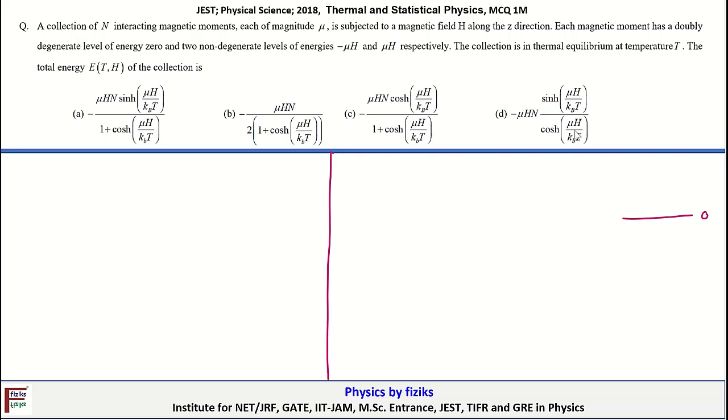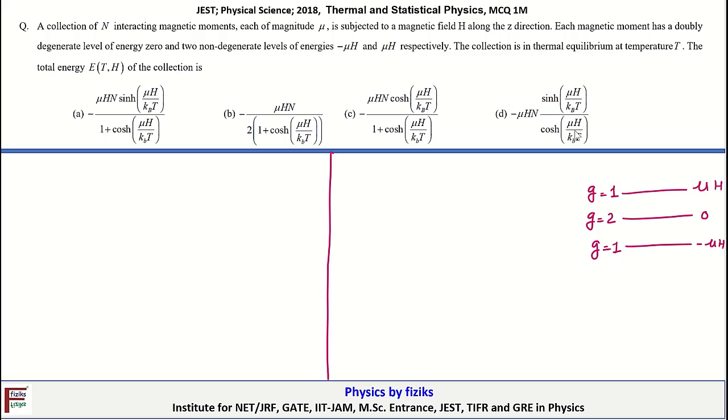So energy is 0 and the corresponding degeneracy is 2, and two non-degenerate levels: one of energy minus mu H with g equal to 1, and another level of energy plus mu H and degeneracy 1. The collection is in thermal equilibrium at temperature T. The total energy E of the collection is how much?